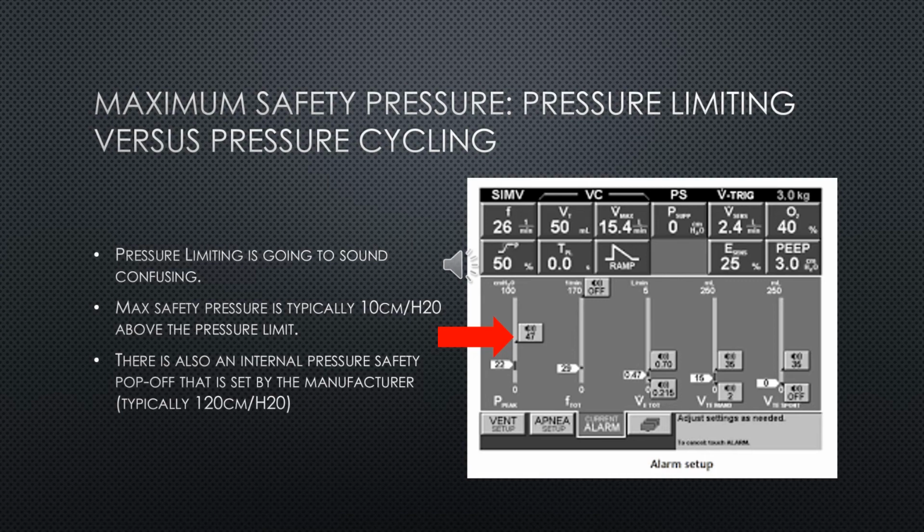There's also an internal pressure safety pop-off that's set by the manufacturer, and it is typically set at about 120 centimeters of water pressure. Now, that would shred just about any lung tissue. However, it's there to protect the patient from having a sustained pressure at 120.